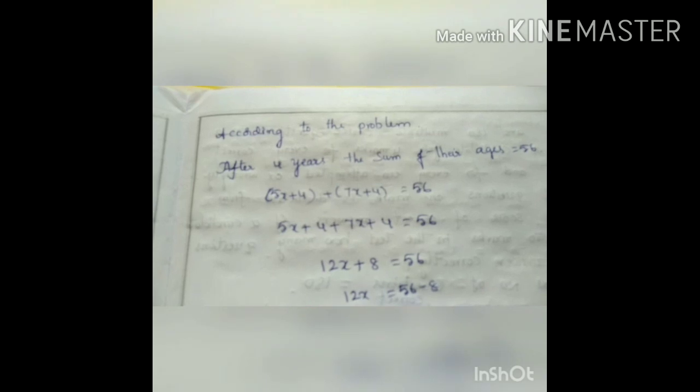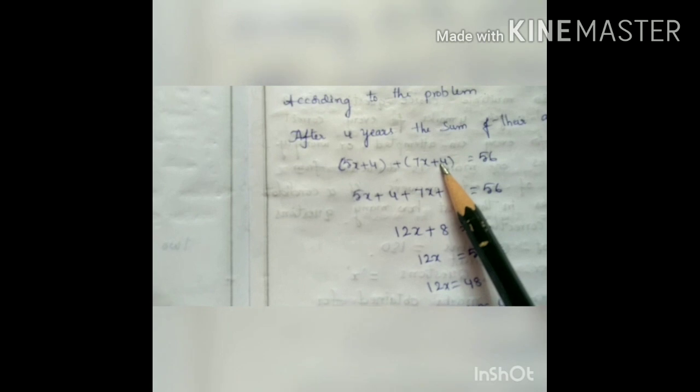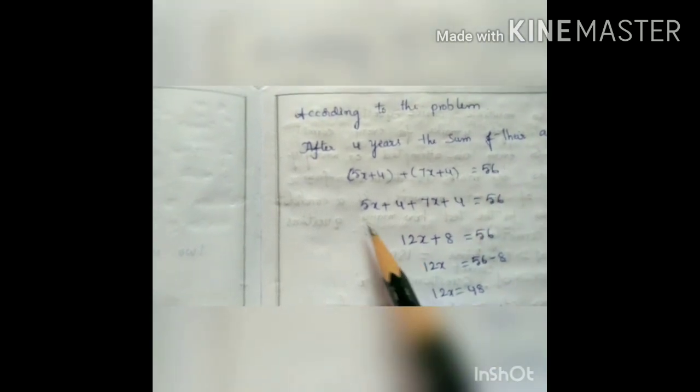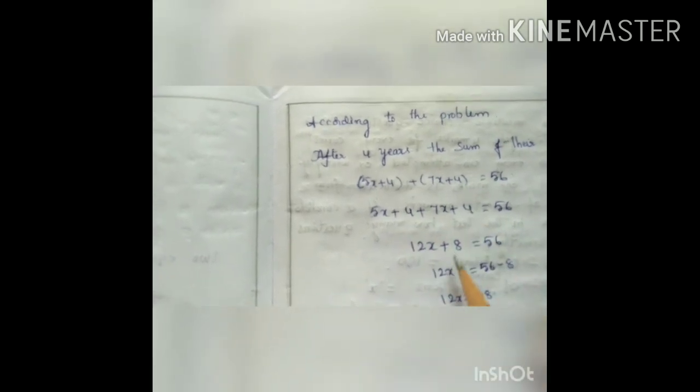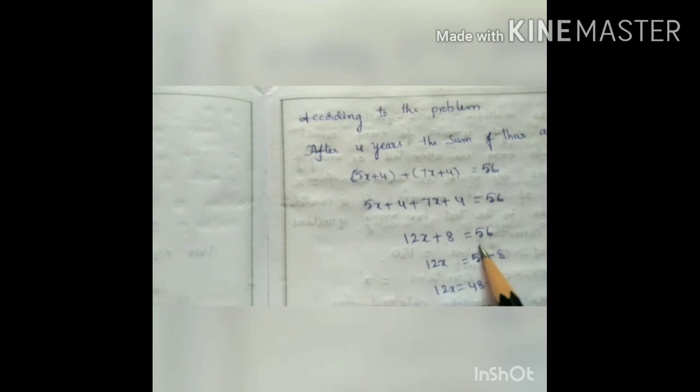According to the problem, after 4 years the sum of their ages is 56 years. Sum means addition. So 5x plus 4 plus 7x plus 4 equals 56. Here 5x plus 4 is Rahul's age and 7x plus 4 is Lakshmi's age. 5x plus 7x equals 12x, and 4 plus 4 equals 8. So 12x plus 8 equals 56, 12x equals 56 minus 8, so 12x equals 48.